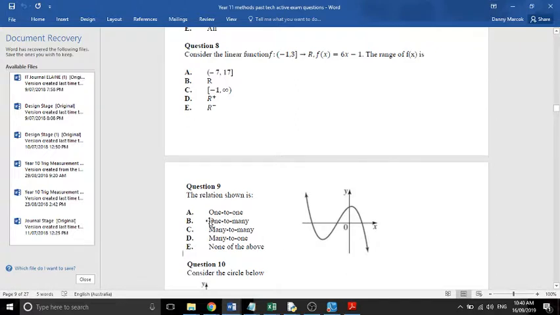Question 9, or the next question, asks us about the relation over here. Is it 1 to 1, 1 to many, many to 1, many to many, or none of the above? It's not going to be a 1 to 1. That would be a linear graph. So if it was a linear graph and we could draw a horizontal line across, one x value corresponds to one y value. It's not a 1 to many, it's a many to 1.